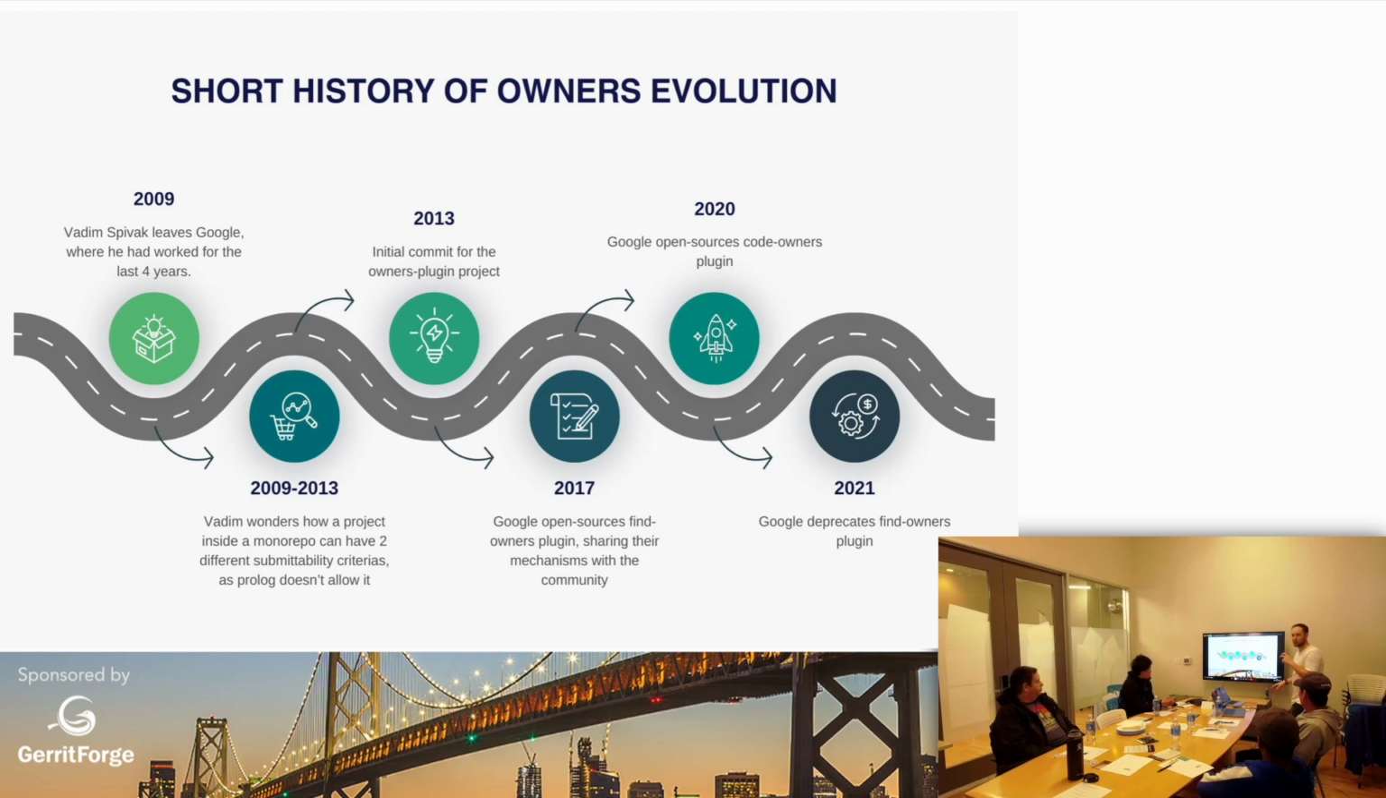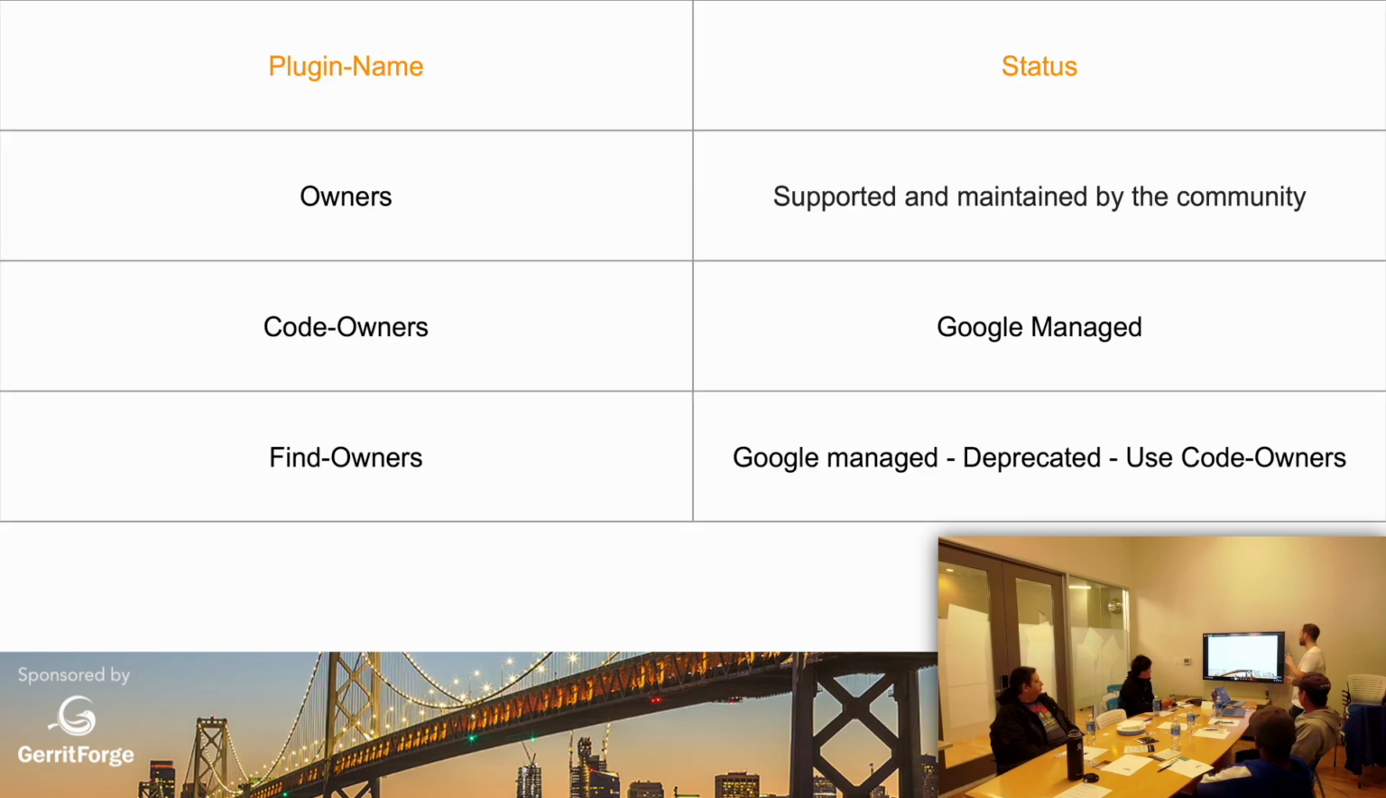So I've said owners a lot of times. There's the owners plugin, which is supported and maintained by the community. We do a lot of work on it. A bunch of other companies do as well. There's the code owners plugin, which is managed by Google. And then there's the Find Owners plugin, which was managed by Google, but it's officially deprecated. They recommend not to use it. So really what we're left with nowadays is the owners and the code owners.